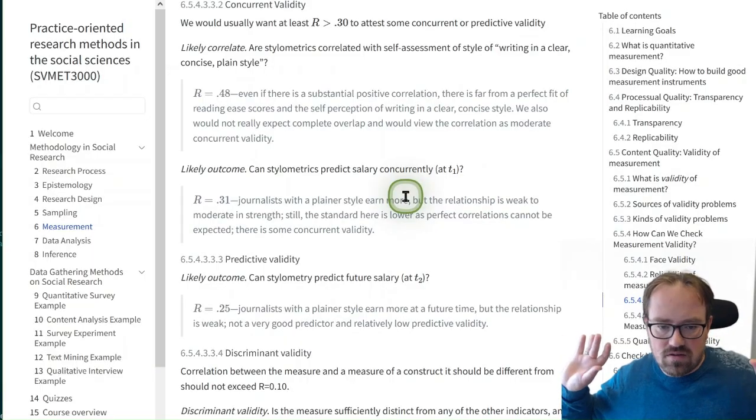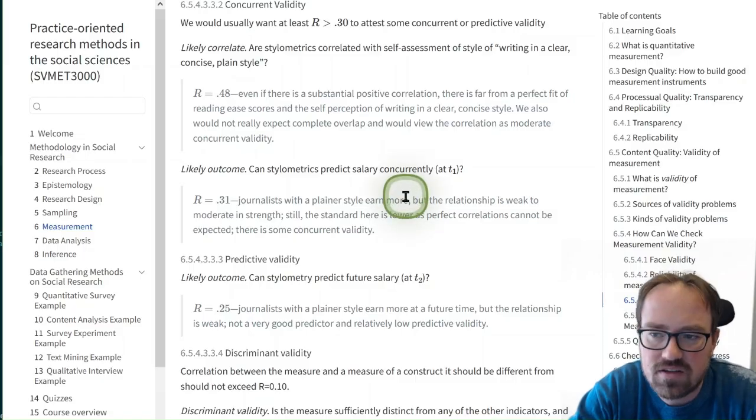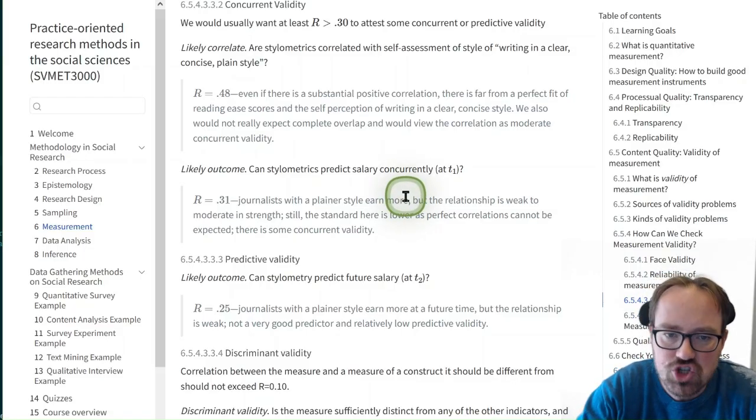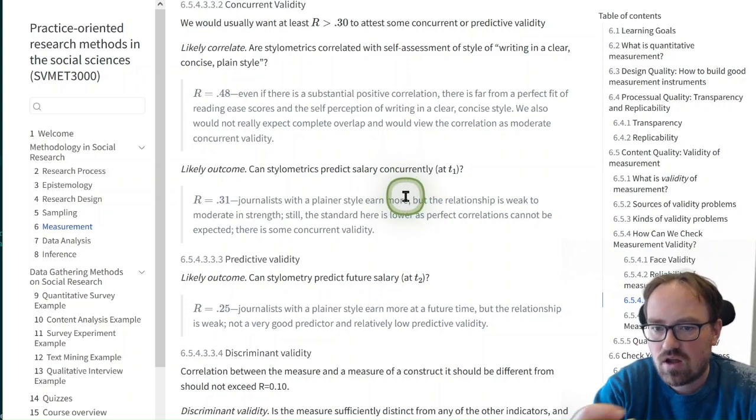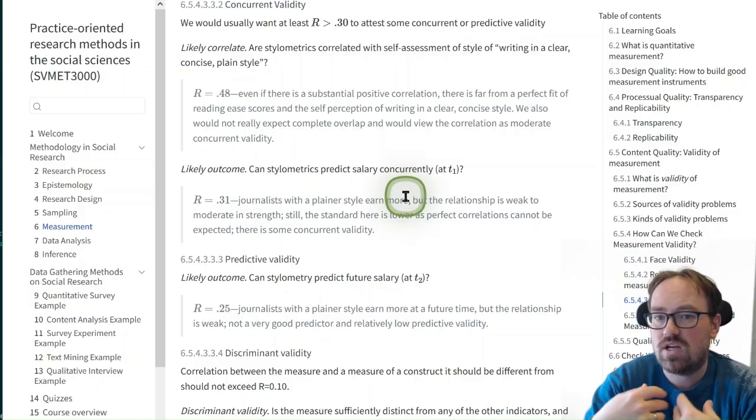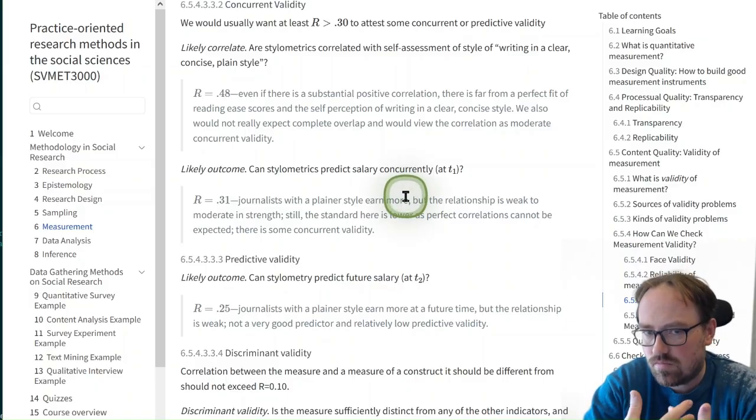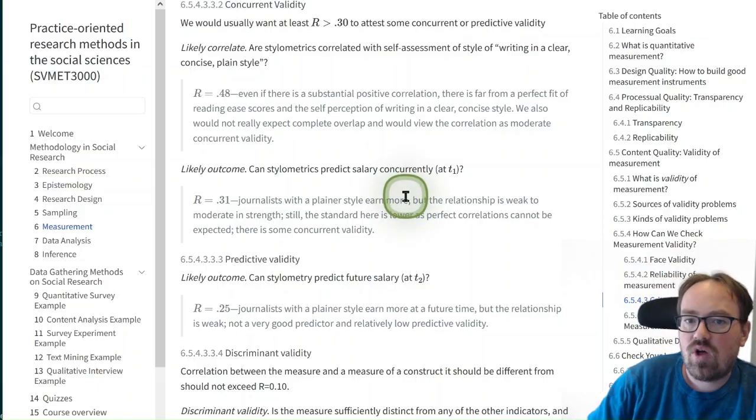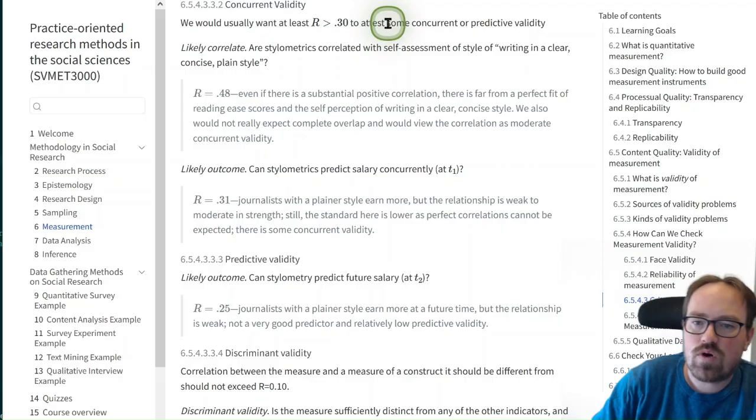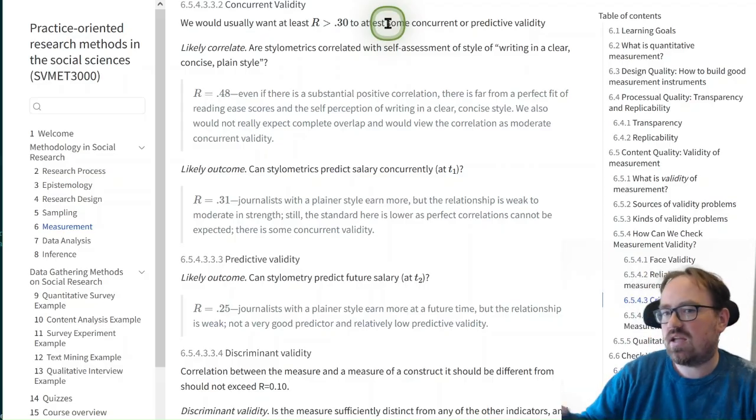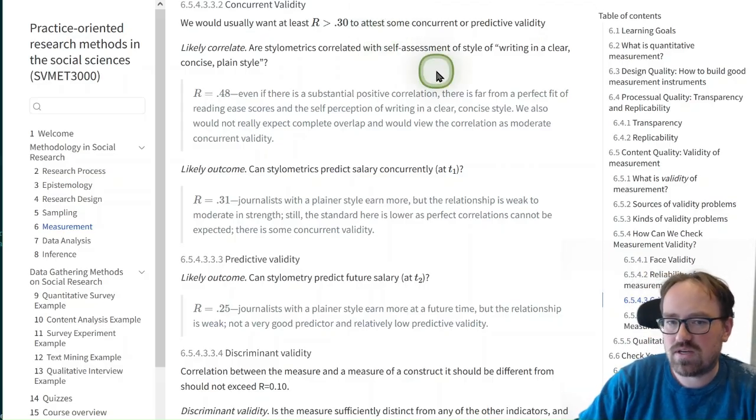Let's look at the second category, concurrent validity. So we check the correlations with possibly related constructs, and because we don't expect the different scores to be the same, but only to be positively related or somehow related, we have a different standard here. R greater than 0.30 may indicate some concurrent or predictive validity.